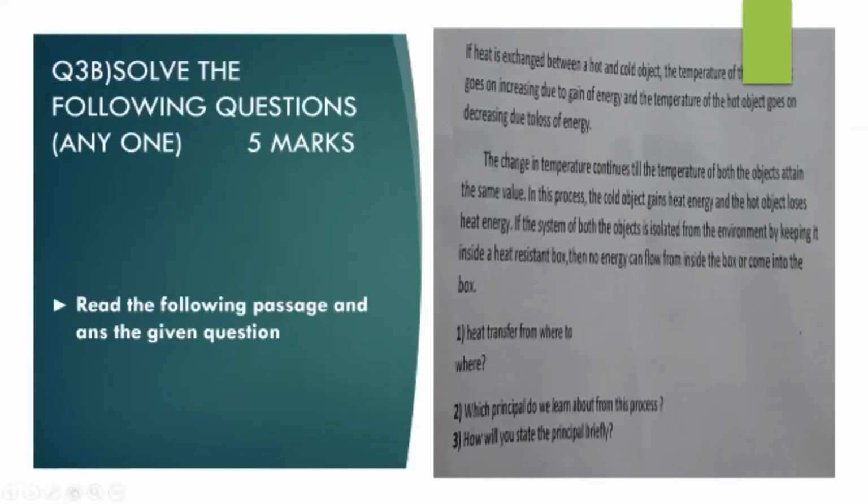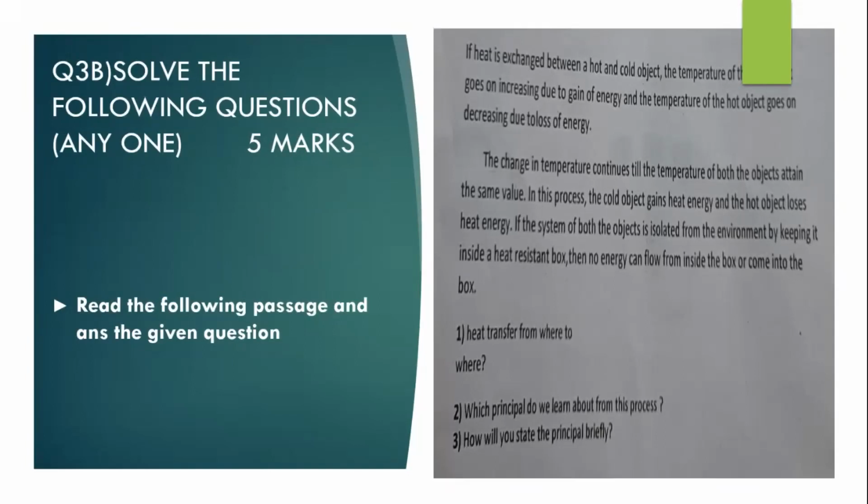If heat is exchanged between a hot and a cold object, the temperature of the cold object goes on increasing due to gain of energy, and the temperature of the hot object goes on decreasing due to loss of energy. The change in temperature continues till the temperature of both the objects attains the same value. In this process, the cold object gains heat energy and the hot object loses heat energy. If the system of both the objects is isolated from the environment by keeping it inside a heat resistant box, then no energy can flow from inside the box or come into the box. This is the passage they have given.